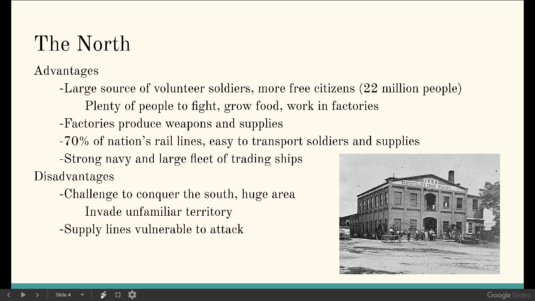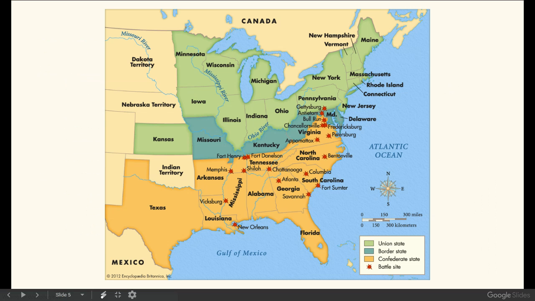Some disadvantages for the North. It was very challenging to try to conquer the South. It's a huge area and unfamiliar territory to a lot of the Northerners. So that's going to be a major disadvantage, a major challenge that they're going to have to overcome. And then their supply lines. They've got 70% of the nation's rail lines. Those are going to be really vulnerable to attacks from the South. So those are just two challenges that the North is going to be facing.